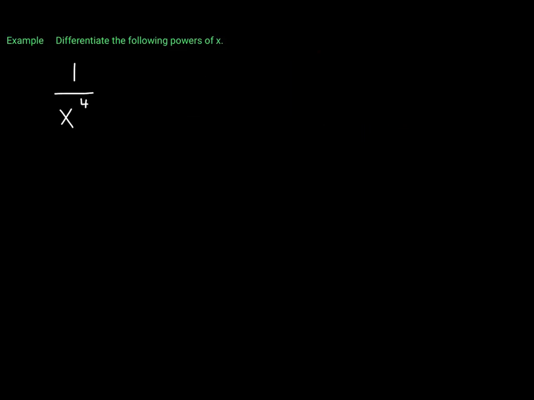All right, now we have 1 over x to the 4th. What I recommend is to rewrite this first. Before you actually find the derivative, I recommend that you rewrite this as x to the power of negative 4. So this is really, in essence, us finding the derivative of a negative power of x.